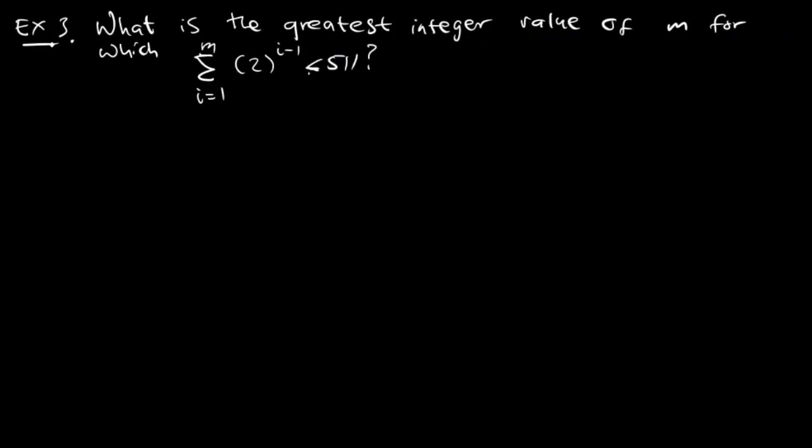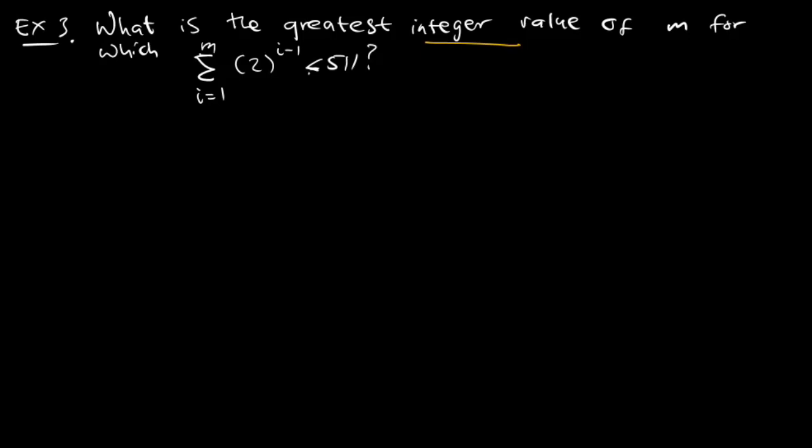All right. So example number 3, this is the last example. What is the greatest integer value of m? So what is the value of m for which this sigma notation is 511, right? So if the sum of this sigma notation is less than 511, what will be that value of m, right?